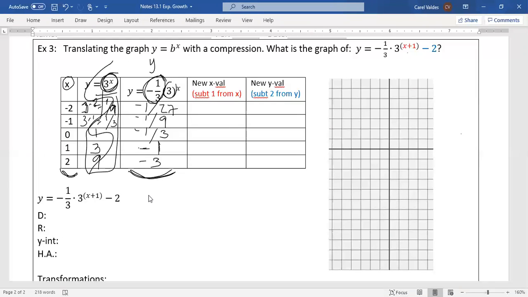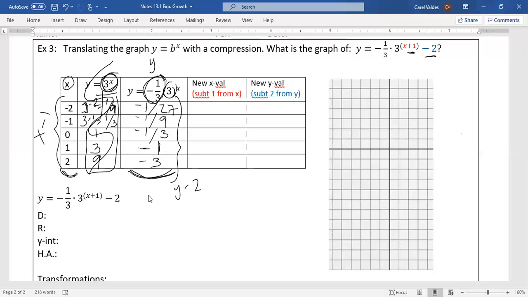Because your h value was positive 1, it comes out as a negative. So you're subtracting 1 from every x. This is basically x minus 1. You're going to take each of those x values and subtract 1. Because your k value is negative 2, you're going to take every last y value we got from that table we just finished, and you're going to subtract 2 from each one. That is your k value.